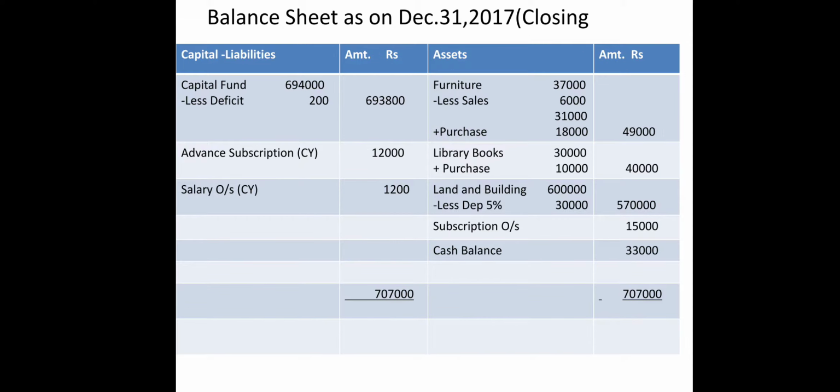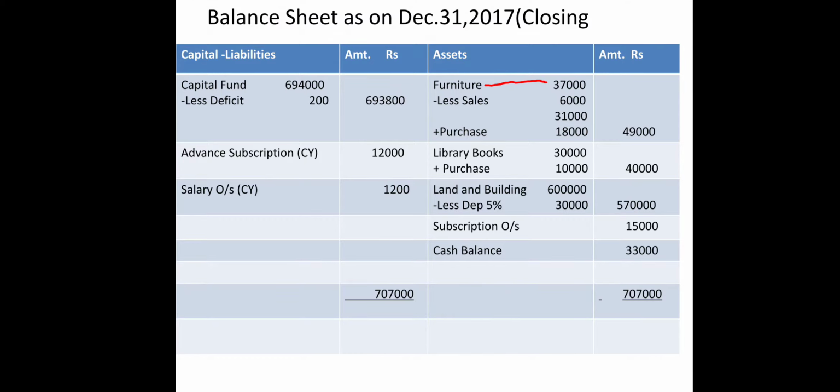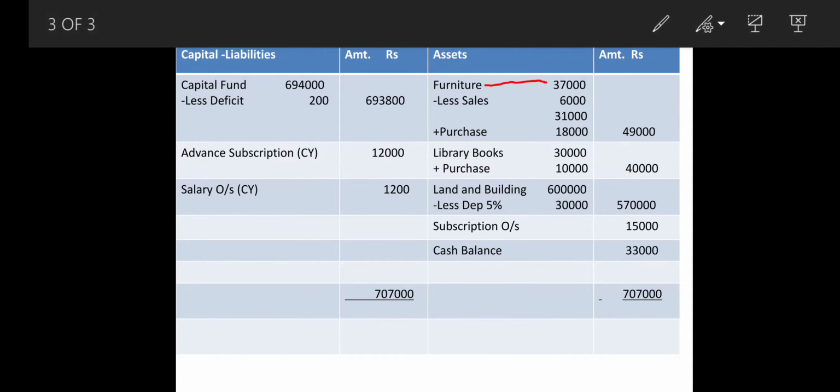Come to your closing balance sheet. Over there write down furniture. So furniture is standing with rupees 37,000. Keep it as it is. That is, I have taken from the opening balance sheet. You can see furniture is lying at 37,000 in the opening balance sheet. From that I have picked up. Now purchase of 18,000. So 18,000 purchase we have to add.